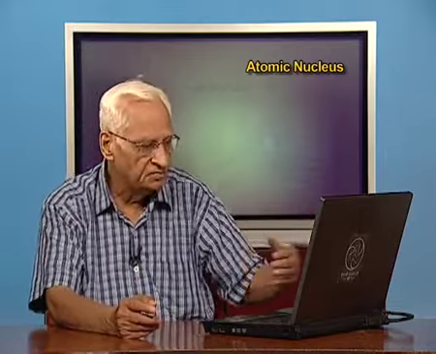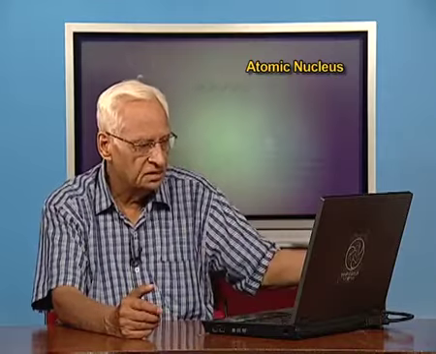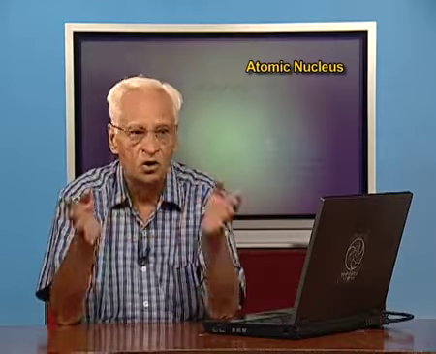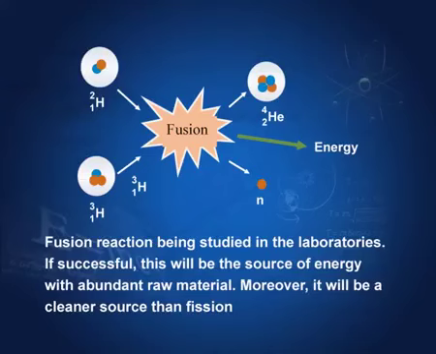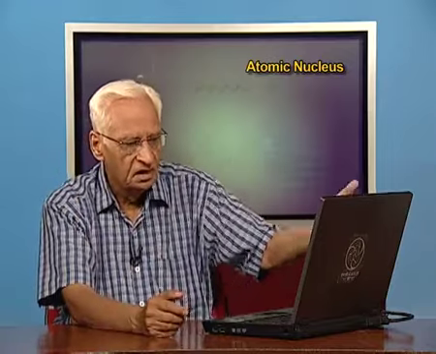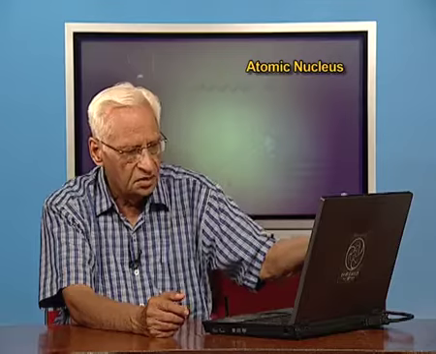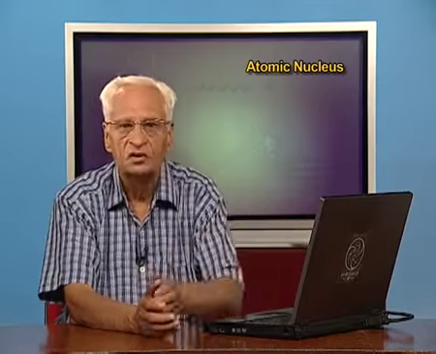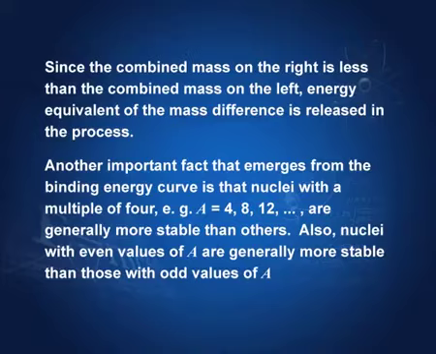And one advantage of this would be that it will be a cleaner source of energy, cleaner than the fission that we get in the modern nuclear plants. And we do not have to look for uranium and thorium. You need hydrogen 2 and hydrogen 3 to work. Now, since the combined mass on the right is less than the combined mass on the left, the energy equivalent of the mass difference is released. That is what I have been saying all along.